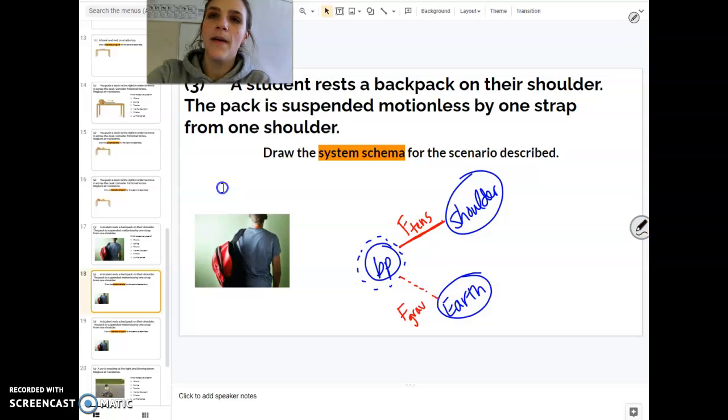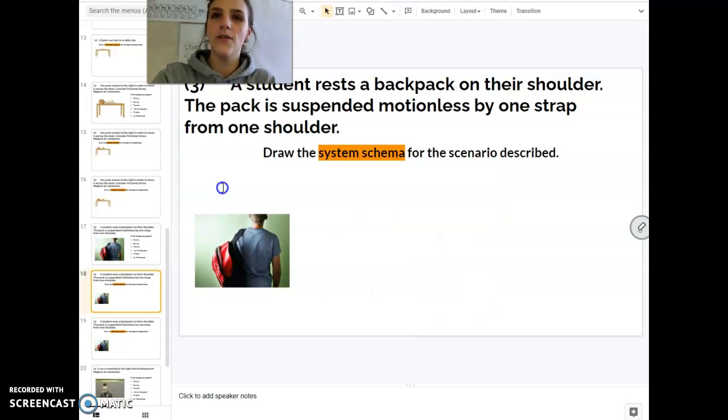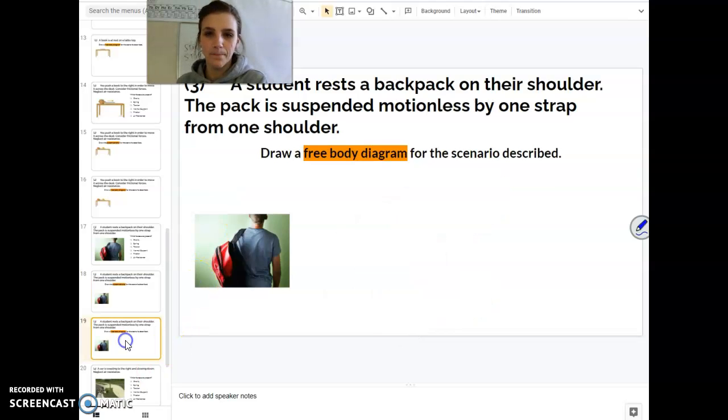So, remember my hint to you: when you go from system schema to free body diagrams, you just focus on this part here and you say, okay, my object of focus has what forces acting on it. So we've got tension and gravity that we're going to be including in our free body diagram. Remember, free body diagrams start with a box that represents our backpack, and then we say, okay, we have tension and we have gravity, so which directions are they going to go in and how big are they going to be?